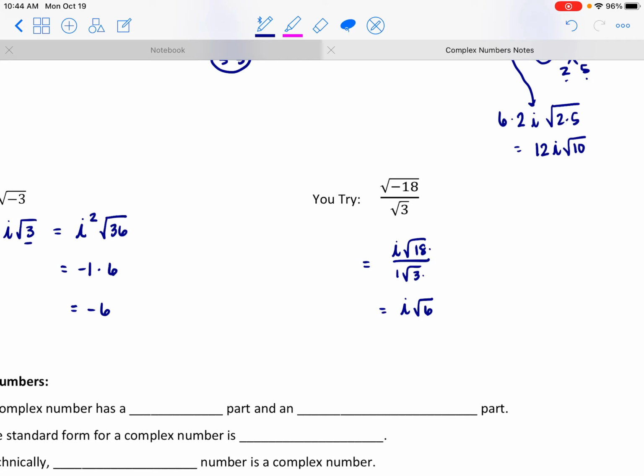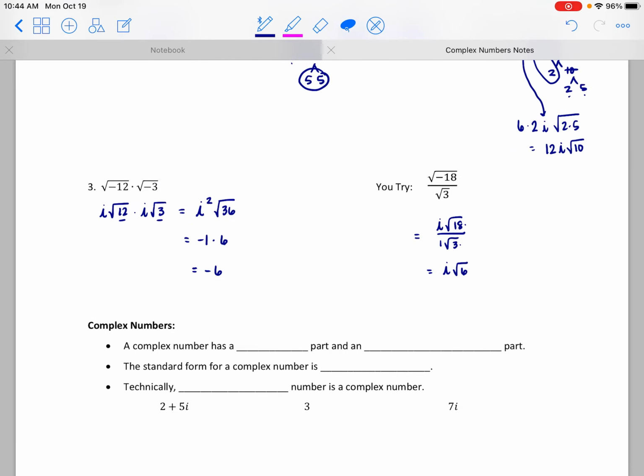Okay? So simplifying negatives under the square root, it doesn't change what we were doing before. Break down the radicals if you can. Just make sure those negatives come out as i's, and then we're using the same tools and properties that we've discussed before.